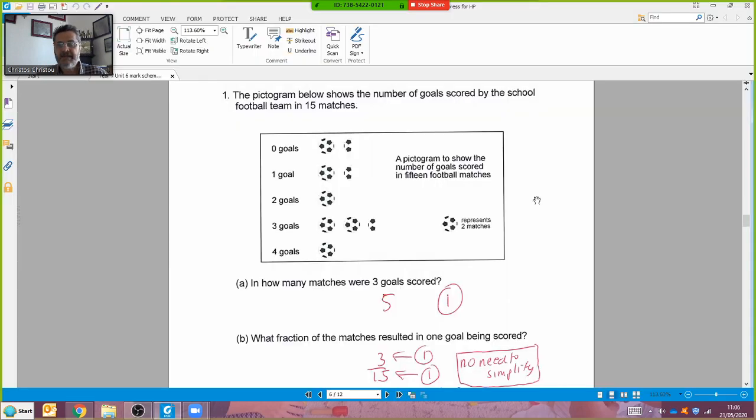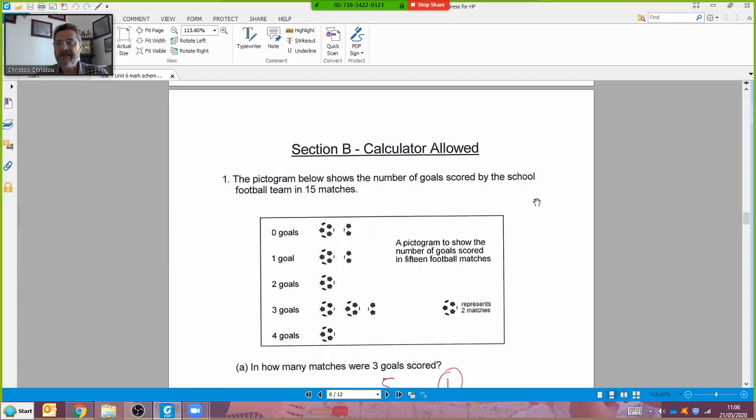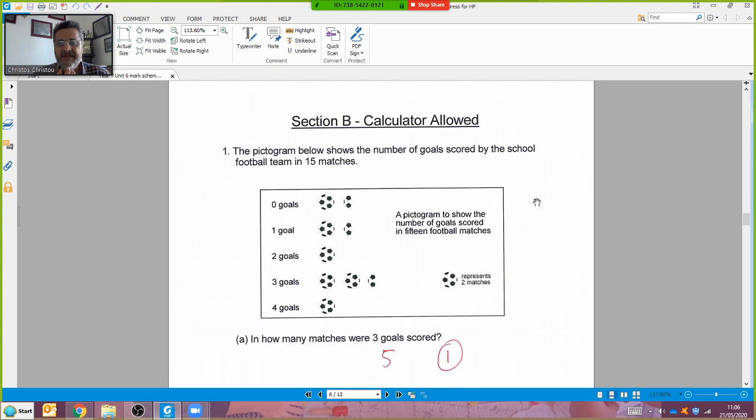Here we are going over section B. Listen to how I marked it and the way I marked it and where the marks went. Please be attentive because I can't see you. Here is a pictogram. There it is.